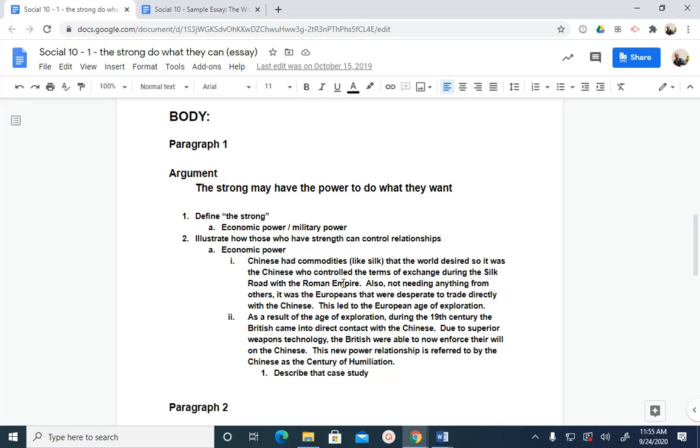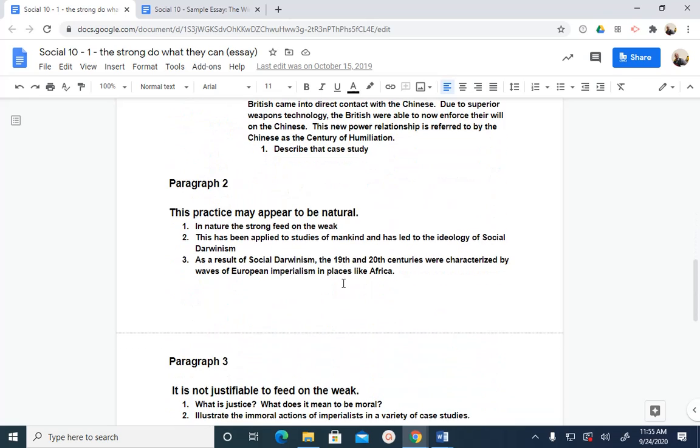What you need to be doing as a student to get ready for the essay is getting these case studies ready. In the future, we're going to be looking at Africa, and that would help you explore the second paragraph, potentially, of your response to this thesis, that it may appear to be natural for the strong to do what they can and the weak suffer what they must. We're going to be looking at the theory of social Darwinism, white man theory, and the European scramble and imperialism for Africa.